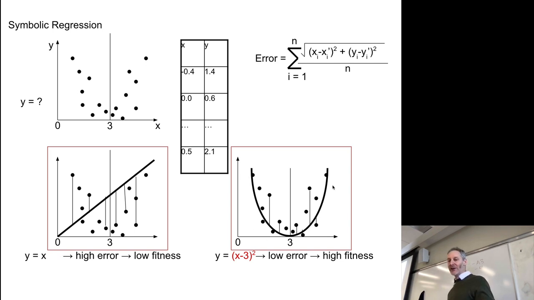This particular equation over here actually does a relatively good job of explaining or matching all the scatter points. It's got low error or high fitness. It's likely to survive in the population and produce randomly modified copies of itself. Child equations that look similar to itself. Question.